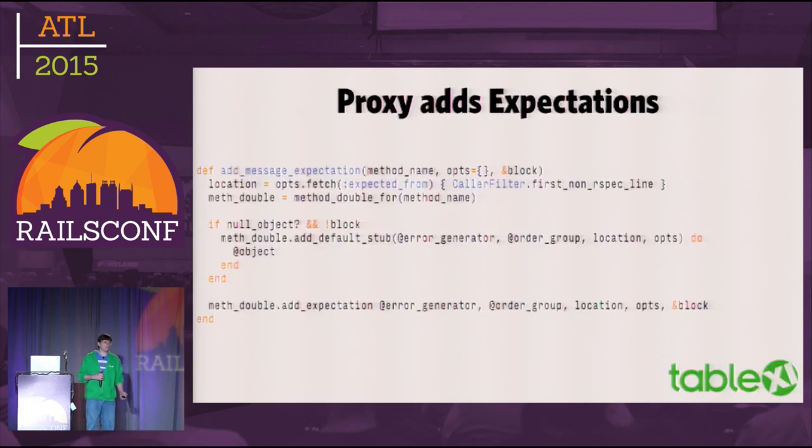which eventually, again, there's a couple of layers of indirection here, but eventually that add message expectation gets called. It creates this method double object and adds an expectation to it.